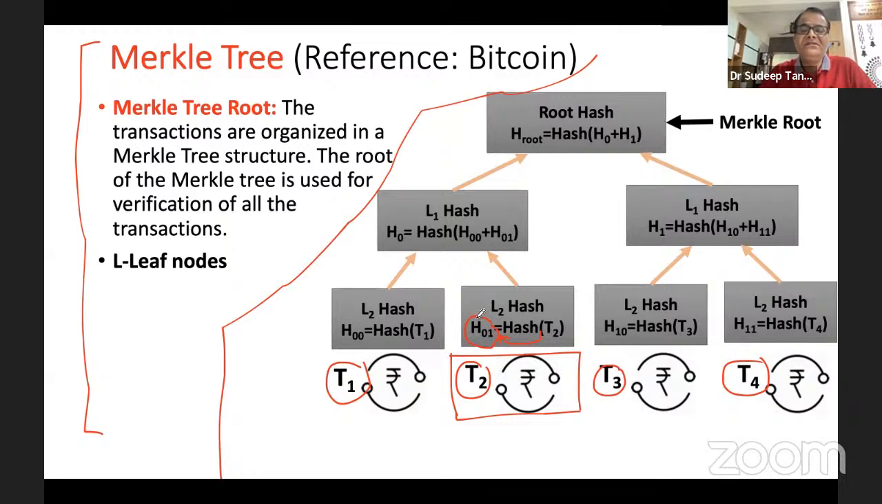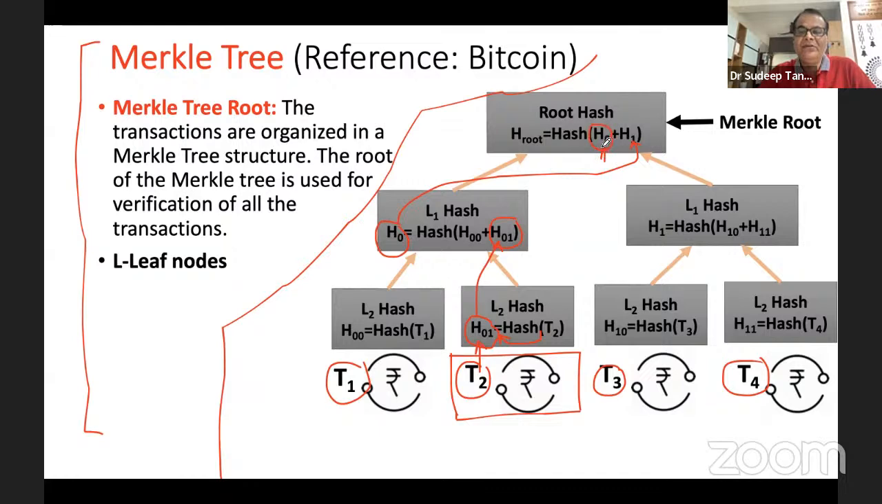If H01 is going to be changed, that means the hash H0 of leaf node L1 is going to be changed. Why? Because while calculating the hash H0 of leaf node L1, we have taken the hash H01 of transaction T2 into consideration, as you can see in this mathematical equation. Now, if H0 is going to be changed because of H01, then your root hash is going to be changed. Why? Because in the root hash, you have taken H0 into consideration while calculating it.